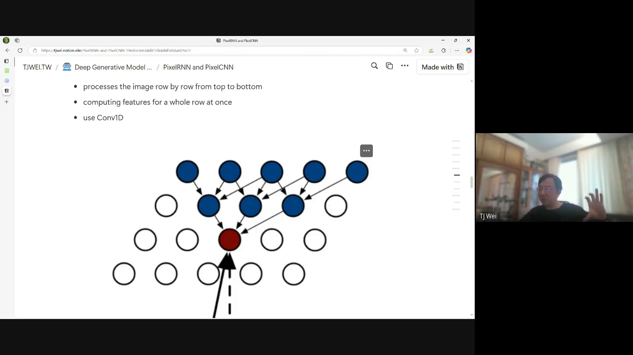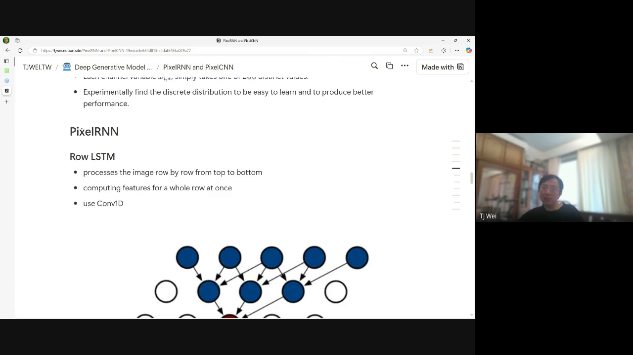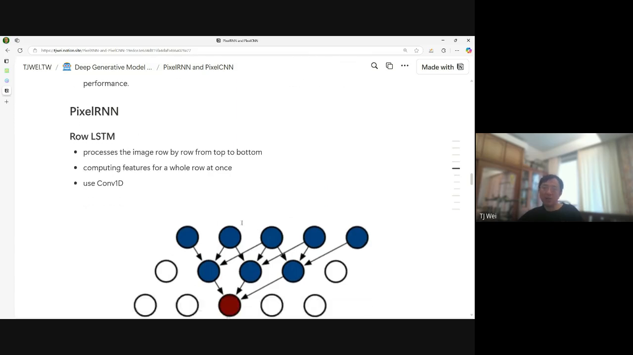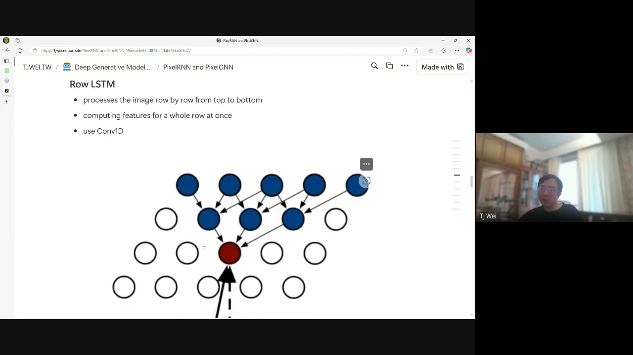The input vector is a vector. I mean, the input of everything, xn, is a vector, so there's absolutely no problem. You can just use the original LSTM and consider the first row as an input vector x1 and the second row as x2 and x3 and x4. You can actually do that. But in Row LSTM of the PixelRNN, it actually considers more detail about the images. It actually uses the convolution, one-dimensional convolution, instead of a general linear layer in the LSTM.